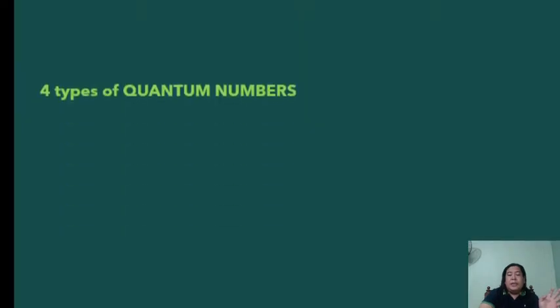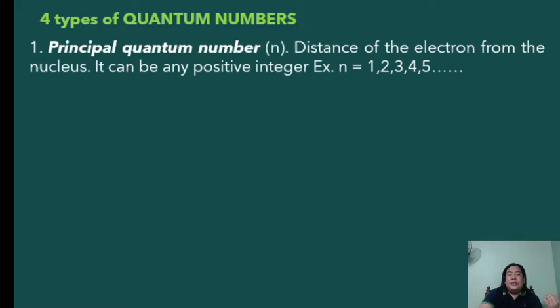Okay? So the first quantum number is the principal quantum number, and that is your n value. The principal quantum number, or the n, illustrates the distance of the electron from the nucleus. It can be any positive integer. Example, n is equal to 1, 2, 3, 4, 5. If you recall our lesson on sub-level configuration, you will see the n value in the period number, and that is the main energy level of that particular element.